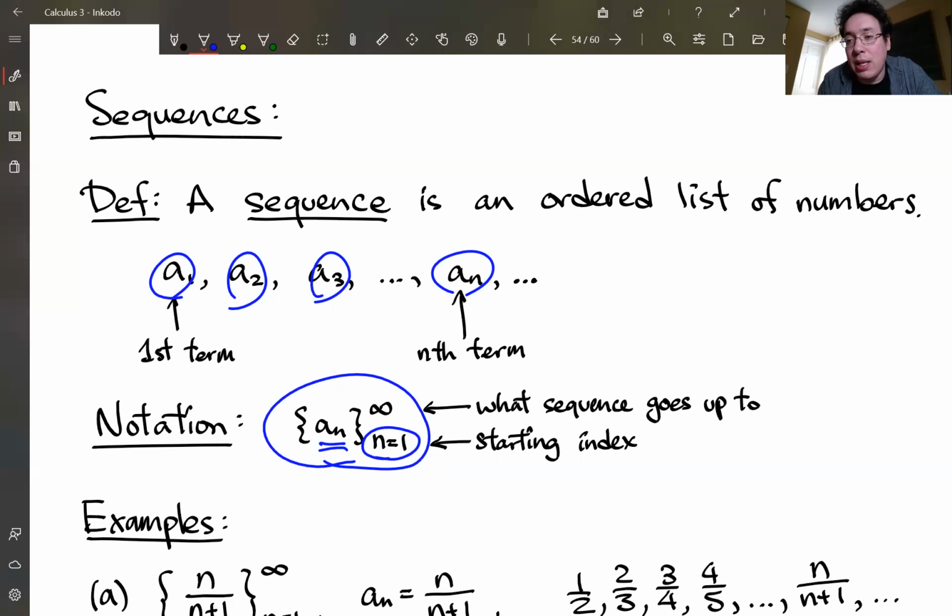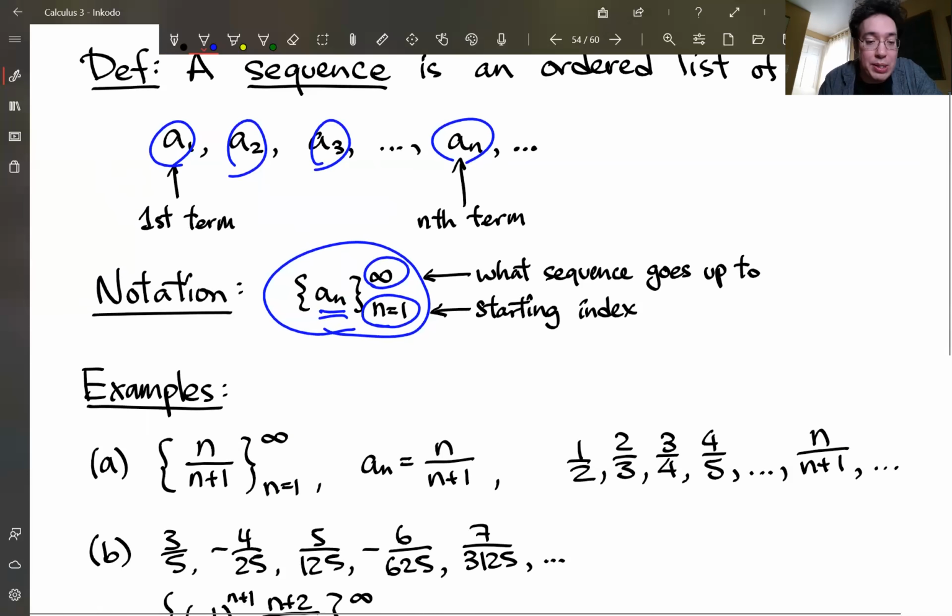I know there's a lot of computer scientists in this class. A lot of computer scientists like to count from 0 instead of 1, so that's a perfectly fine sequence. We could say starting from n equals 0. It doesn't have to be 0 or 1 either. You could start with 27 if you liked, or negative 99. But the starting index comes with the subscript, and the superscript tells you what the sequence goes up to. If it's a finite sequence, you list the largest term number, maybe it's 100. Or if it's an infinite sequence, you write infinity here.